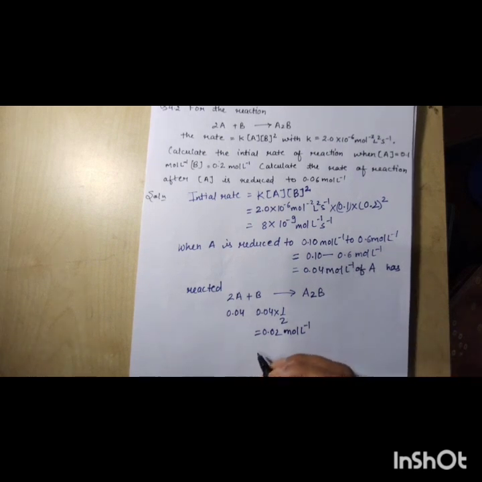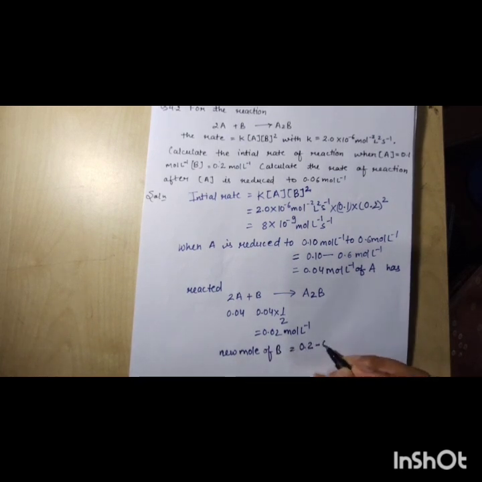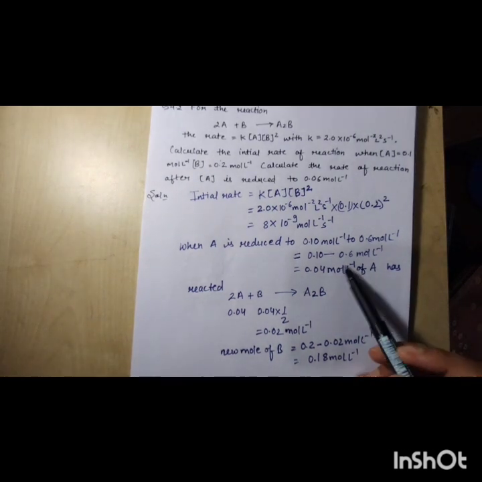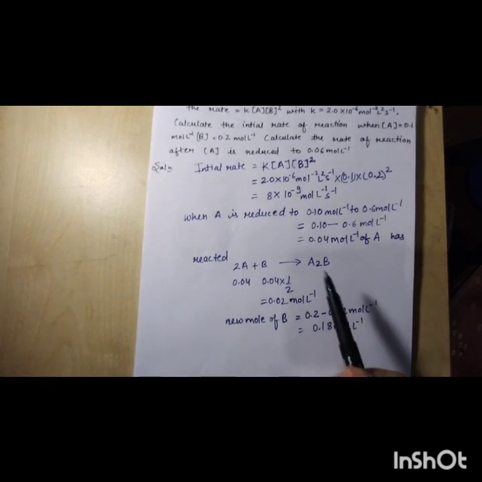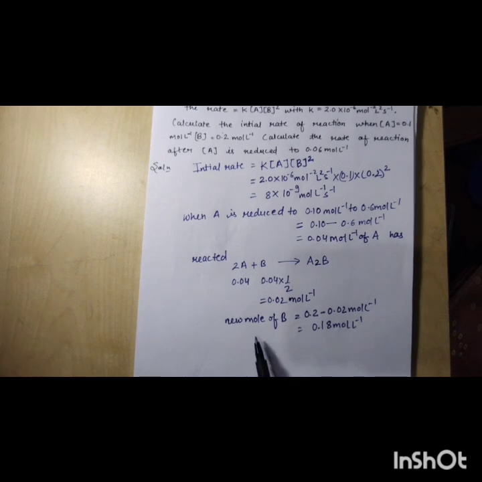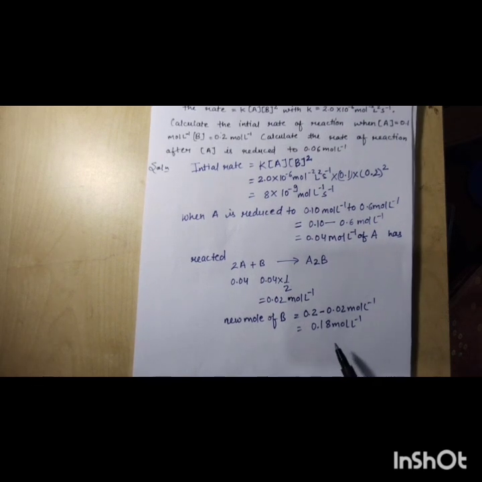Then we get the remaining moles of B: 0.2 minus 0.02 mole per liter. After subtracting, it becomes 0.18 mole per liter. So here you see 0.04 mole per liter of A has reacted, that is the remaining moles of A, and here also the remaining moles of B are reacting.